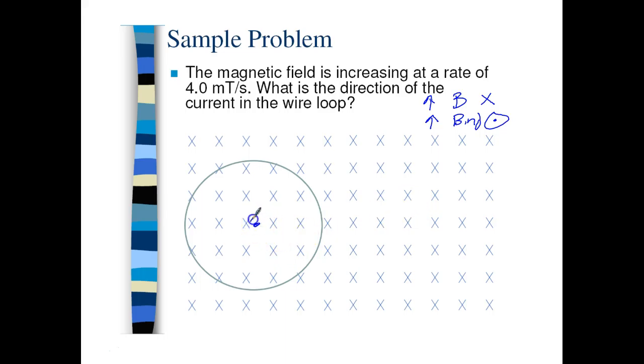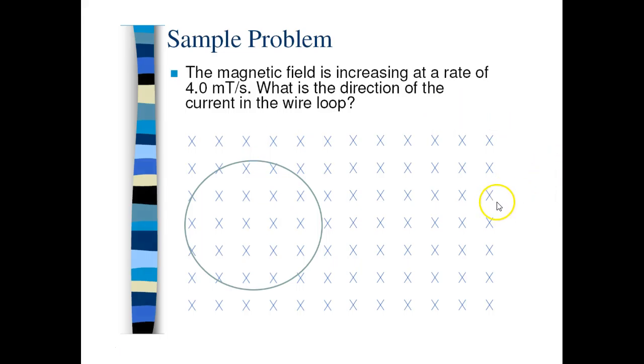So right here, we're going to have a dot. This is our B induced. And so you take your thumb and you basically point your thumb right at yourself. And when you do that, you see that your fingers will curl around in that direction. So this would be the direction of the current. And this one then would just be counterclockwise. So pretty easy to do there.